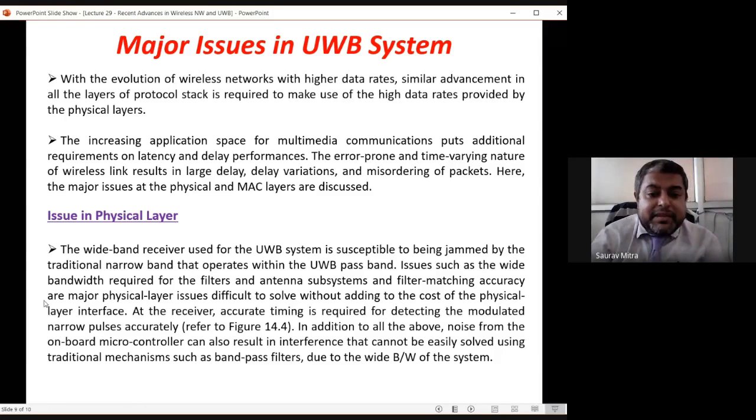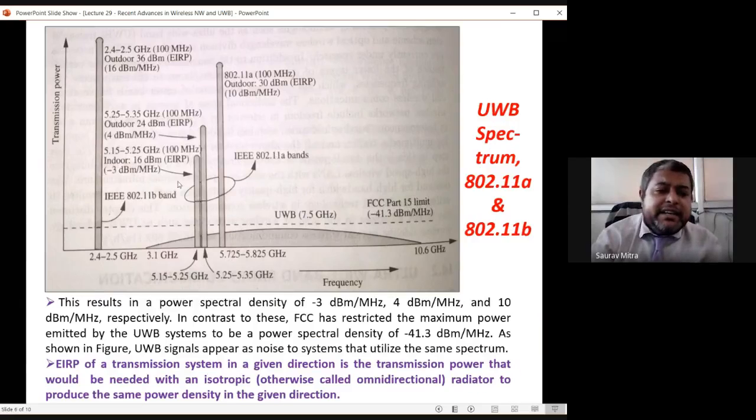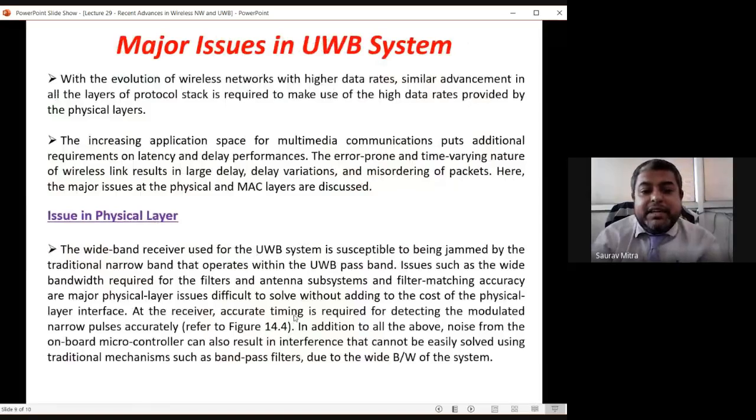At the receiver, accurate timing is required for detecting the modulated narrow pulses accurately. The narrow pulses are around 0.5 nanoseconds, so these are very narrow pulses. This kind of narrow pulse is not created in 802.11a or 11b, but ultra wideband pulses are very narrow.